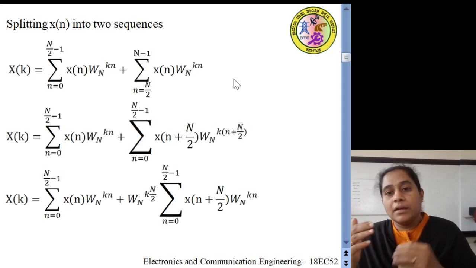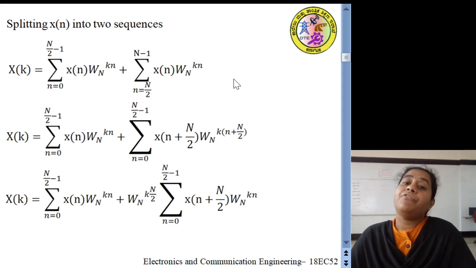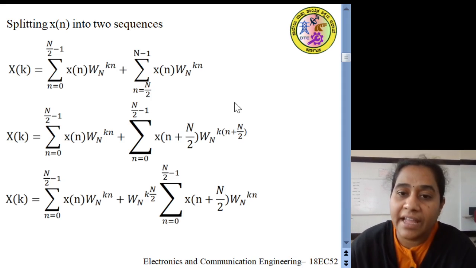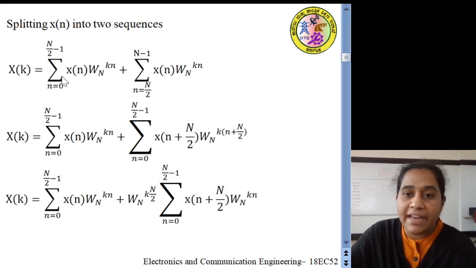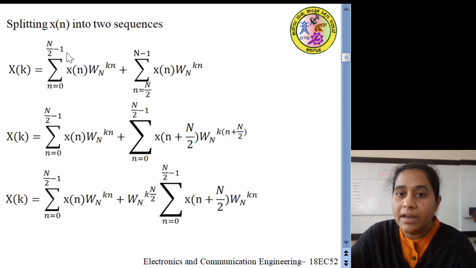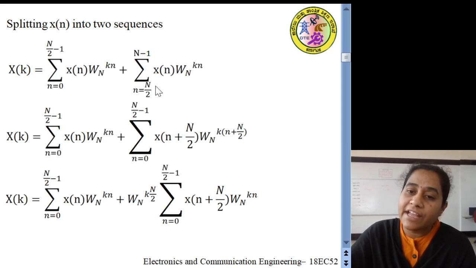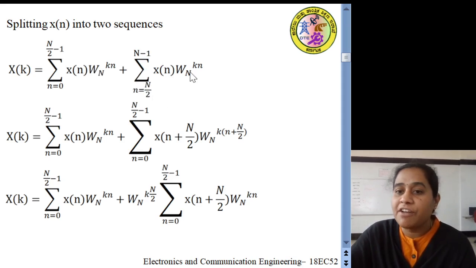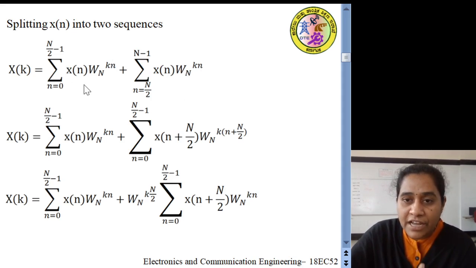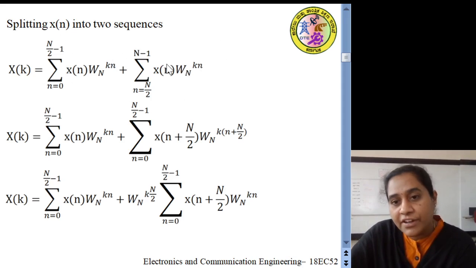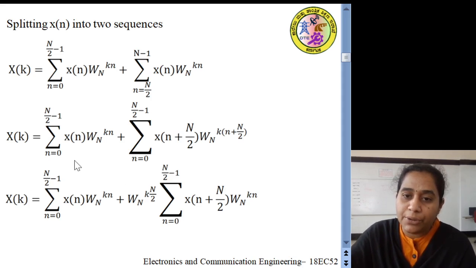Then we represent the DFT of that split sequence, X of k, which is equal to summation n varying from 0 to N by 2 minus 1 x of n into W_N raised to the power of kn plus summation n varying from N by 2 to N minus 1 x of n into W_N raised to the power of kn. So this is the DFT of the first half sequence and this is the DFT of the second half sequence, which is equal to summation n varying from 0 to N by 2 minus 1 x of n, as it is, W_N raised to the power of kn.